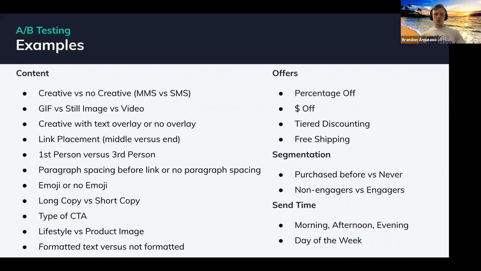And then again, segmentation and send time. So we already touched on segmentation a bit. And then also for send time, experiment with sending in the morning, afternoon, evening, or also what day of the week. We've actually had a lot of success with those Sunday afternoon sends because people are sitting on the couch on their phones. And so that can perform very well, whereas we found emails on Sunday actually don't typically perform as well.